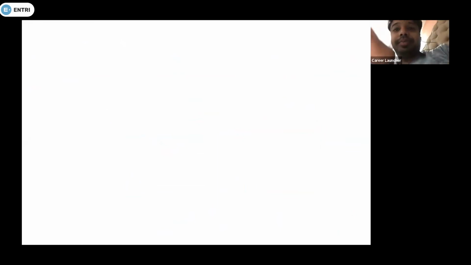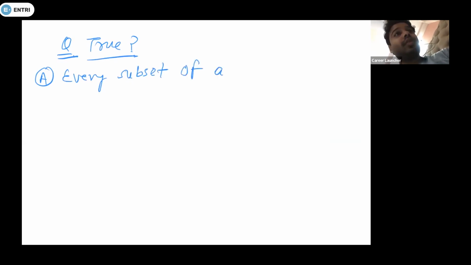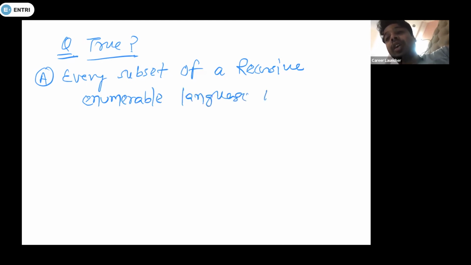Now the next one. What is the next problem here? Which one is true? Option A: every subset of a recursive enumerable language is recursive.